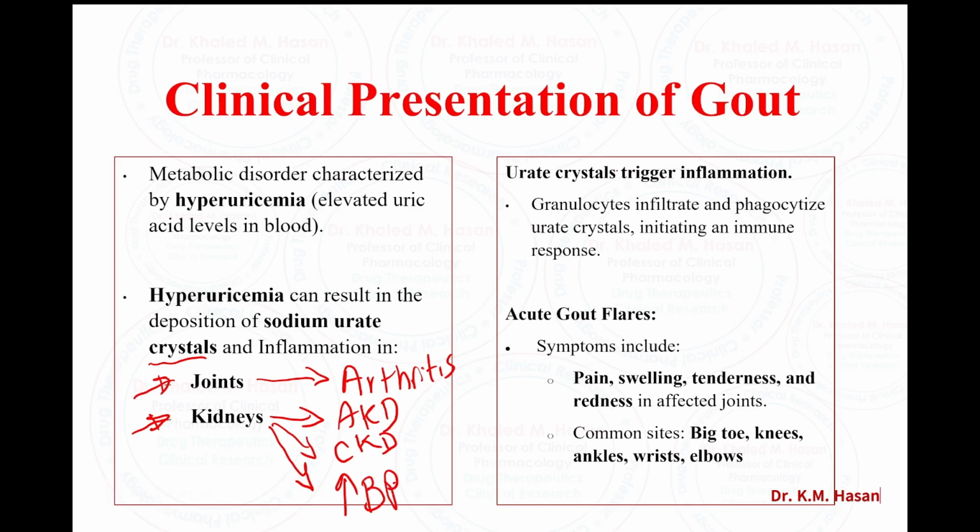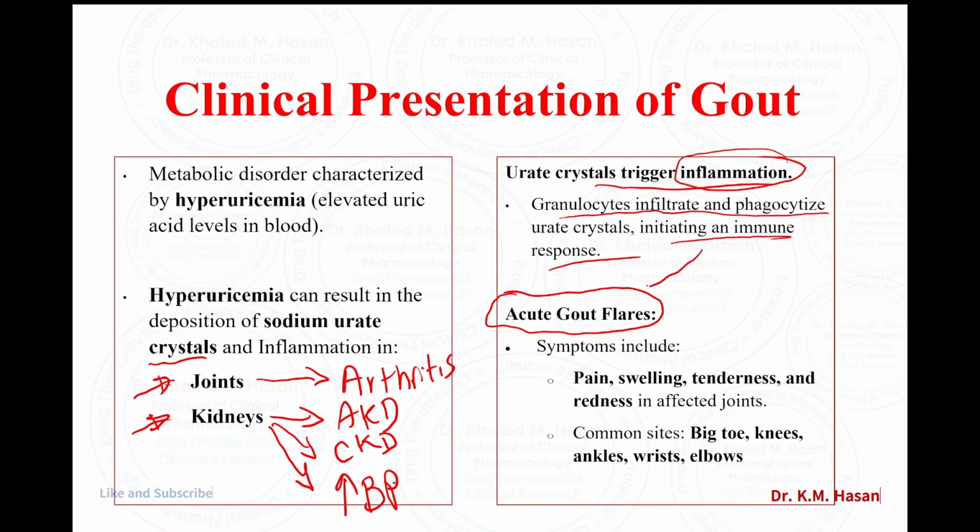Urate may trigger inflammation, granulocyte infiltration, and phagocytosis, and initiate an immune response. So you can see here we have inflammation, and you have an immune response during the inflammation. Therefore we use NSAIDs, for example, to treat acute gout inflammation. Due to the inflammation and immune response, some patients may suffer from acute gout flares.